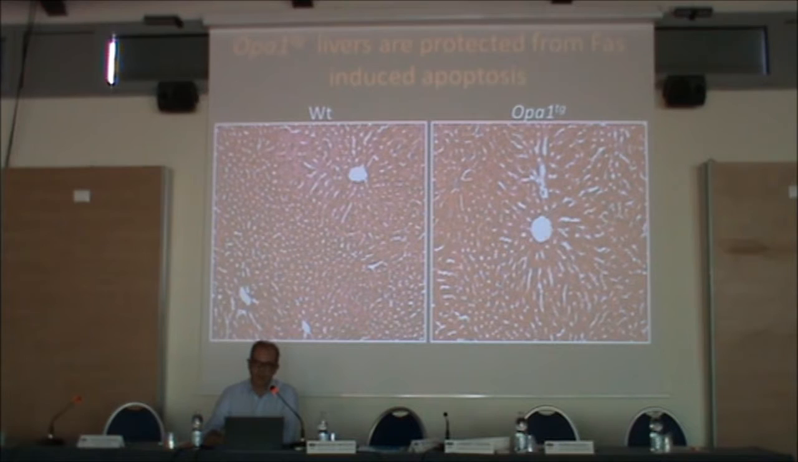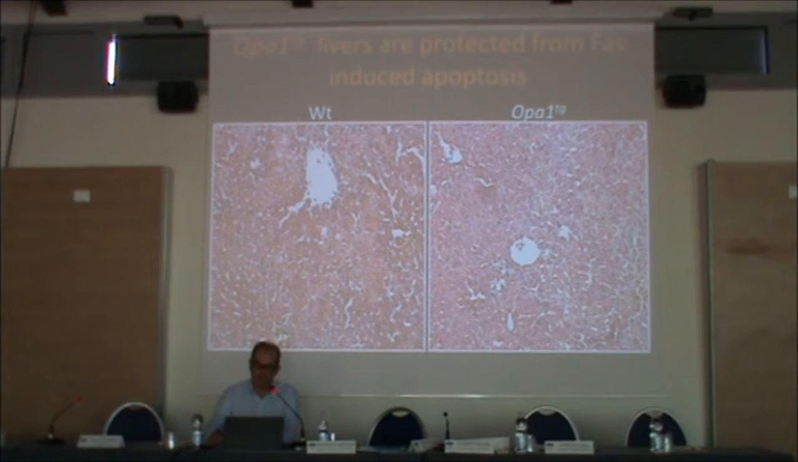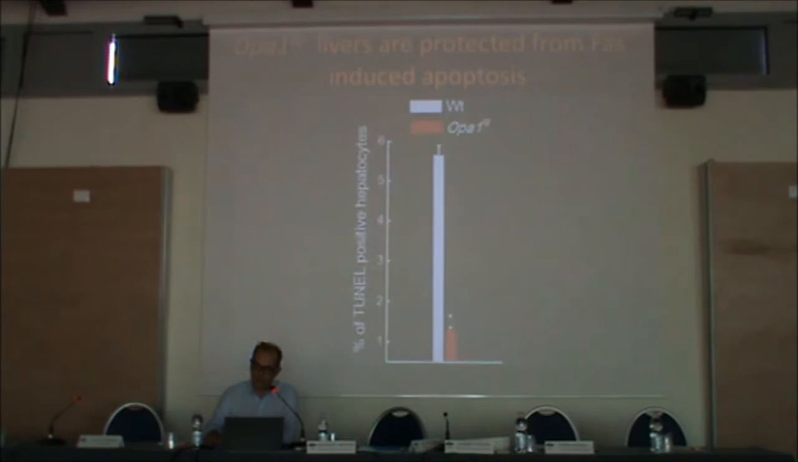It's protected from massive Fas-induced hepatitis, which is an in vivo model of apoptosis. You see the arrangement of the liver in the wild type, the protection in the OPA1 transgenic animals, and you see the reduction of apoptosis as measured by TUNEL staining.